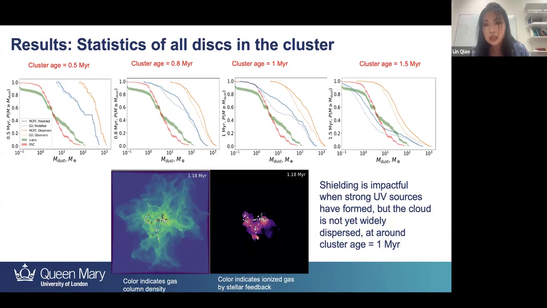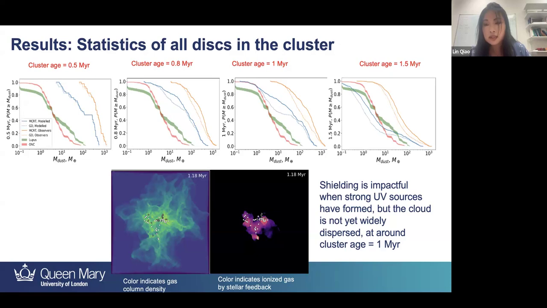Again, the solid lines show the disk evolved accounting for the gas cloud shielding effect, and the dotted curves are the same disk evolved neglecting the cloud shielding effect. And the green and red curves are just the observed data from Lupus and ONC, overplotted for reference.